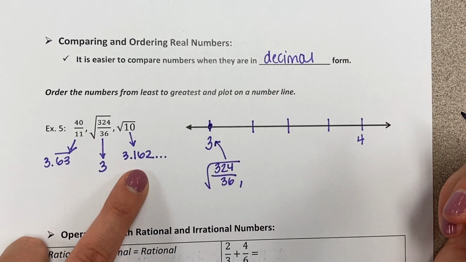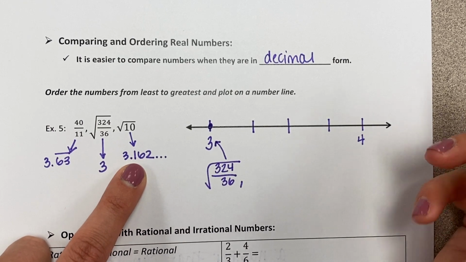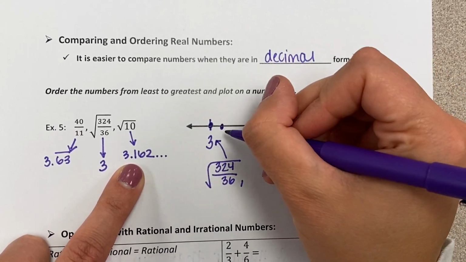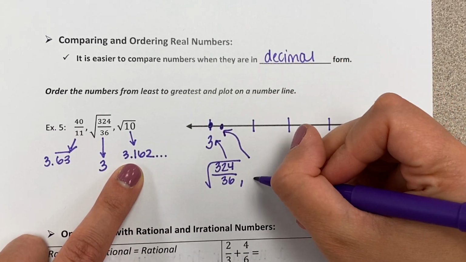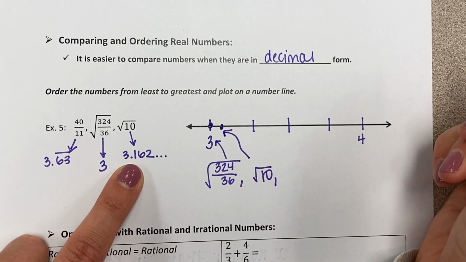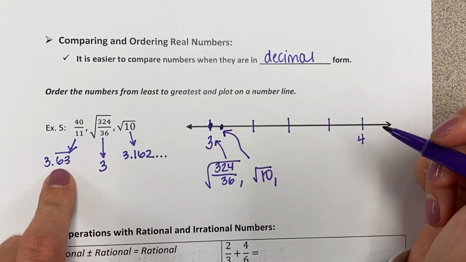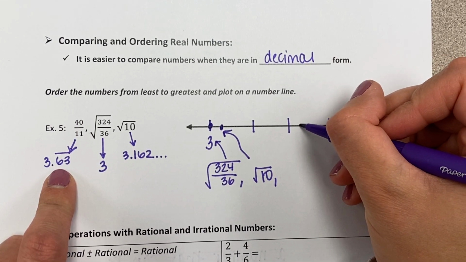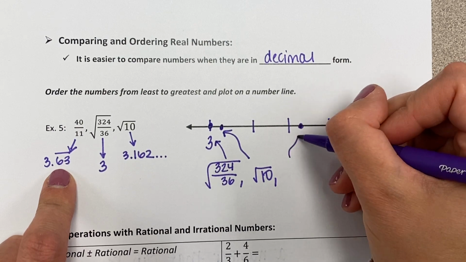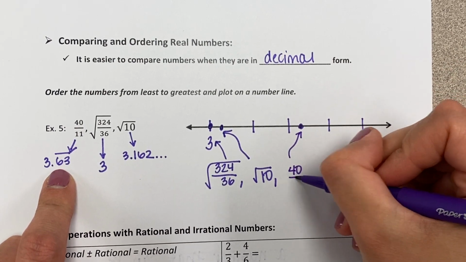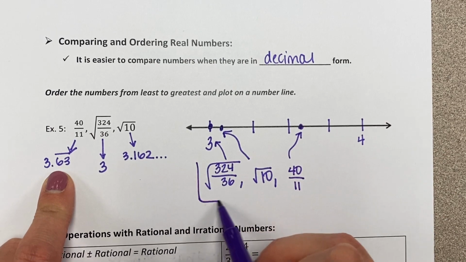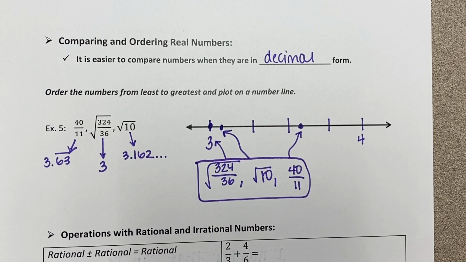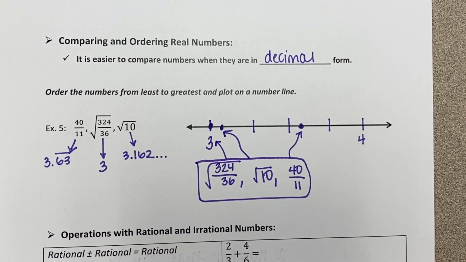Then we have square root of 10, because it was 3.162. So that's going to go somewhere over here. Square root of 10. And then our last one is 40/11ths, which is going to be 3 and 63/100ths. So probably around here somewhere. So now we have it in order from least to greatest. There will be problems on your homework where you have to put them in order from least to greatest as well.